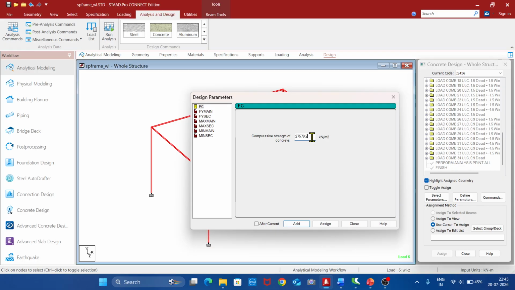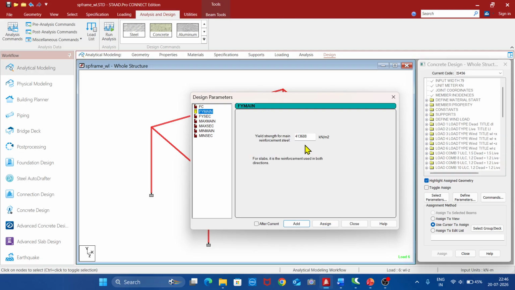Define parameters, then FC, click assign. Since the members are selected, FY main, say let it be 415,000, click assign, then FY secondary 415,000, click assign, maximum main, say let it be 20, assign, maximum secondary, let it be 12, assign, minimum main 12, assign, minimum secondary 8, assign, close.